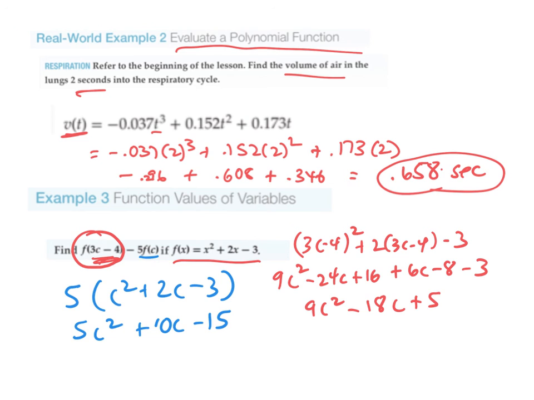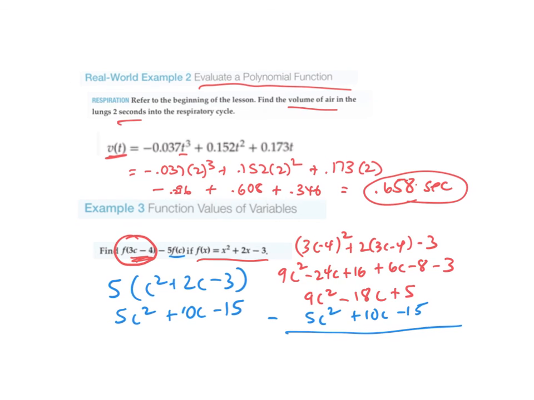Now, it says to subtract this from the first one. So I'm going to subtract, and I'm going to line up my like terms. Minus 15. And I'm going to subtract all of that. So when I do that, I will end up with 4c squared. This will be a minus 28c, and this will be plus 20. And so this whole function will equal this particular polynomial.